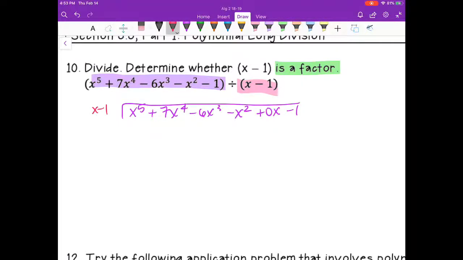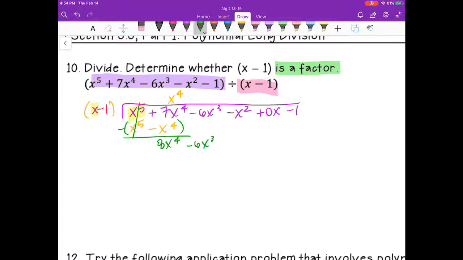So now what we do is we ask ourselves, okay, what do I have to multiply x by, only over our first term of what we're dividing out? What do I have to multiply x by in order to get x to the 5th? Well, I need to multiply by x to the 4th. So I take that x to the 4th and I multiply by my entire polynomial. So x to the 4th times x, I have x to the 5th. x to the 4th times -1 is minus x to the 4th. Then don't forget we are subtracting always. x to the 5th minus x to the 5th, they cancel out. 7x to the 4th minus -x to the 4th, 8x to the 4th, and I bring down that minus 6x cubed.